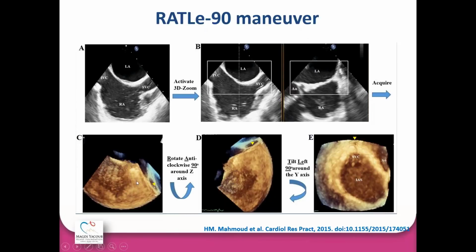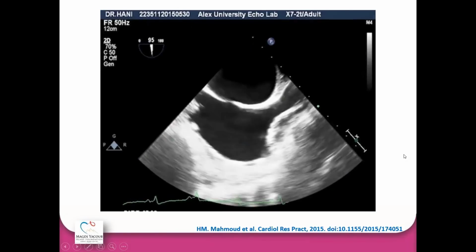It will give you a live 3D zoomed view of the septum with the same orientation as that one. So the left atrium is still here, the right atrium is still down, and the superior vena cava is to the right. So rotate anti-clockwise, bring the superior vena cava upwards, and then tilt left. We need to look from here, from the right side. So tilt left the whole volume, and you will have a clear view of the septum from the right atrial aspect.